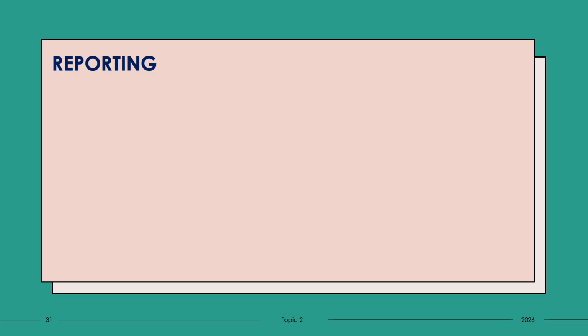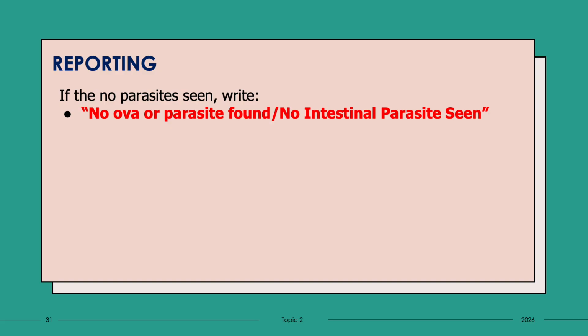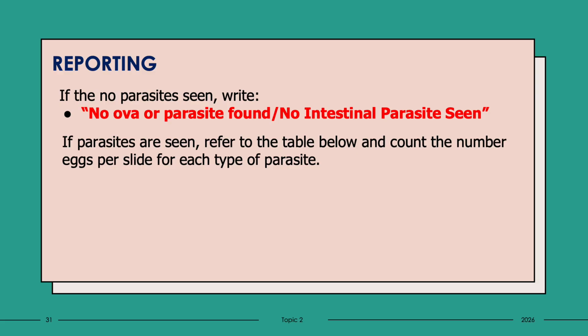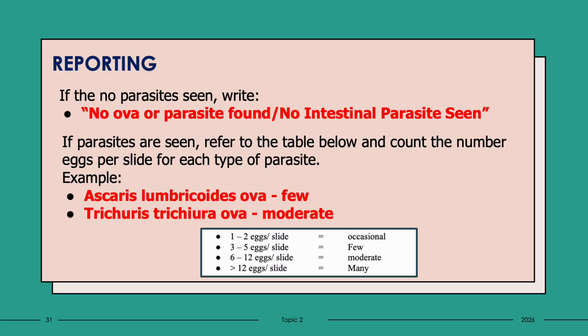In terms of reporting, please take note that if no parasites are seen, write no ova or parasite found or no intestinal parasite seen. If parasites are seen, refer to the table below and count the number of eggs per slide for each type of parasite. Remember that the reporting for our direct fecal smear may vary from one laboratory to another, but in our case we'll follow this table instead. Kindly take note that we have to report each parasite individually.